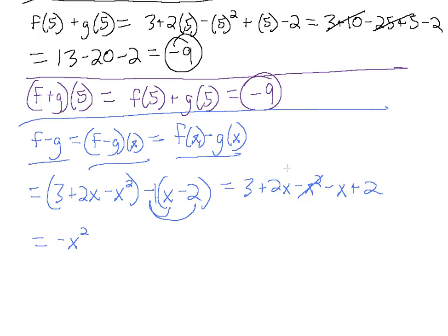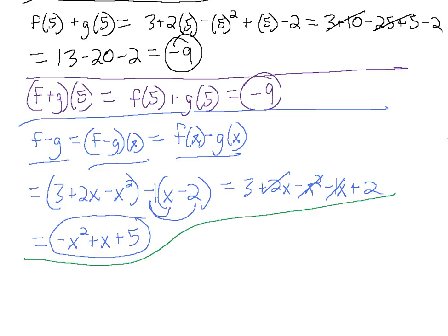Combining like terms, we have plus 2x and minus 1x gives us a plus 1x. We have 3 plus 2, which is 5. And this is our answer, our expression. All we simply did is simplify. We're just getting familiar with the notation. All right, let's do another one.